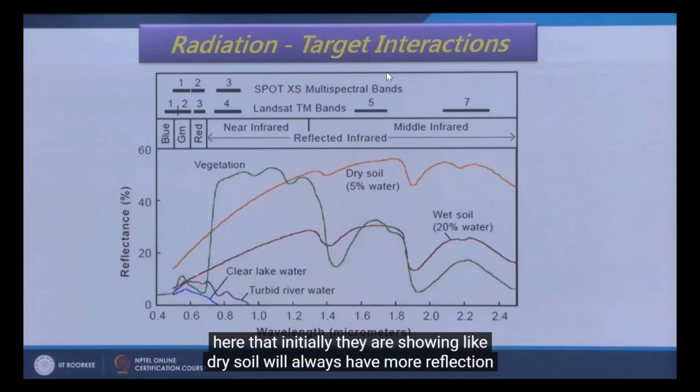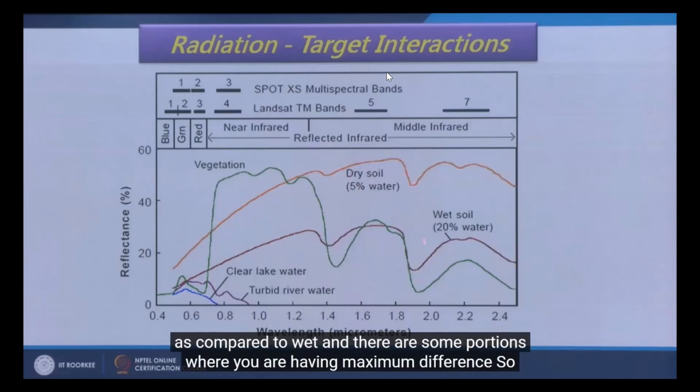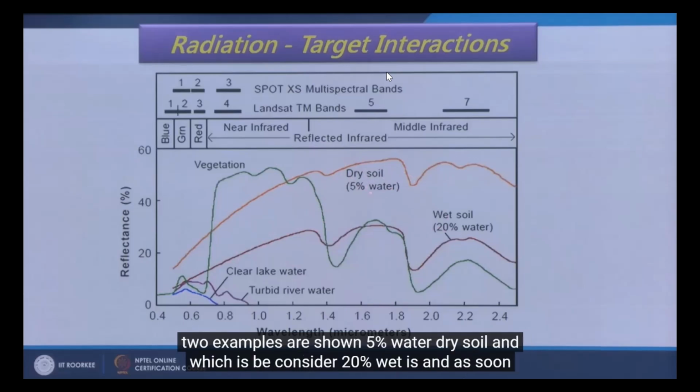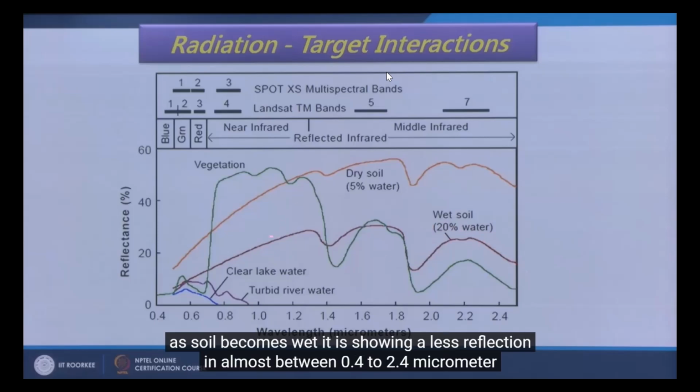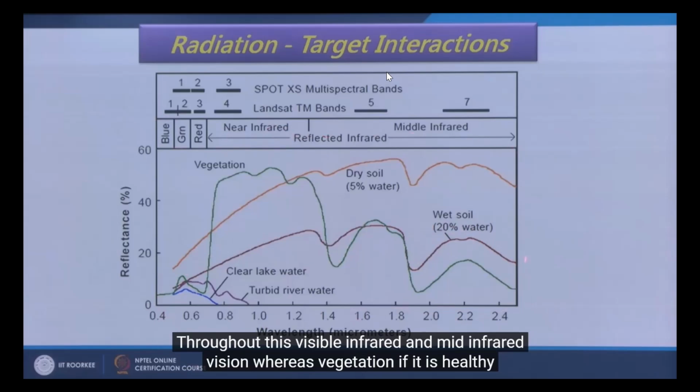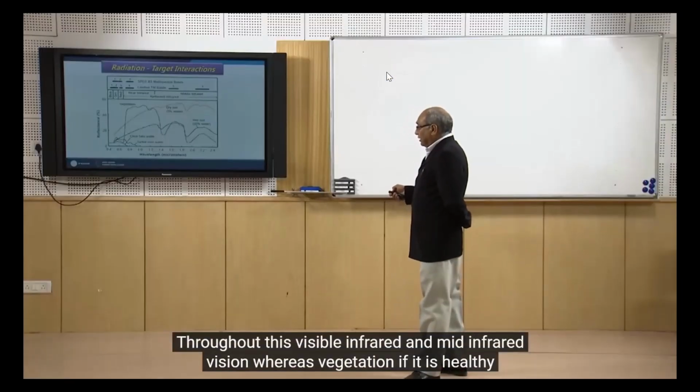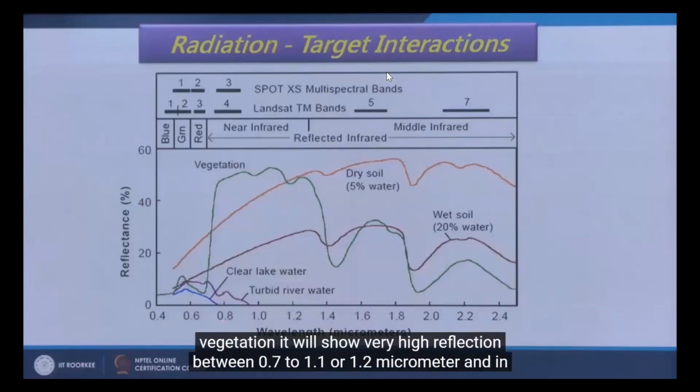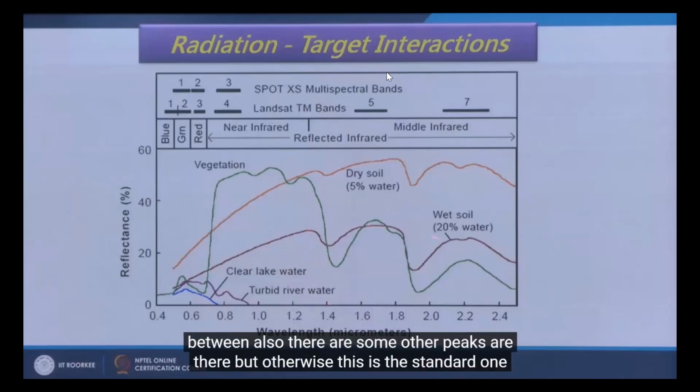As we can see here, dry soil will always have more reflection as compared to wet, and there are some portions where you have the maximum difference. Two examples are shown: 5% water, dry soil, and what we consider 20% as wet. As soon as the soil becomes wet, it shows less reflection almost throughout 0.4 to 2.4 micrometer, this visible, near infrared and mid infrared region. Whereas healthy vegetation will show very high reflection between 0.7 to 1.1 or 1.2 micrometer, and in between there are also some other peaks, but otherwise this is the standard one.